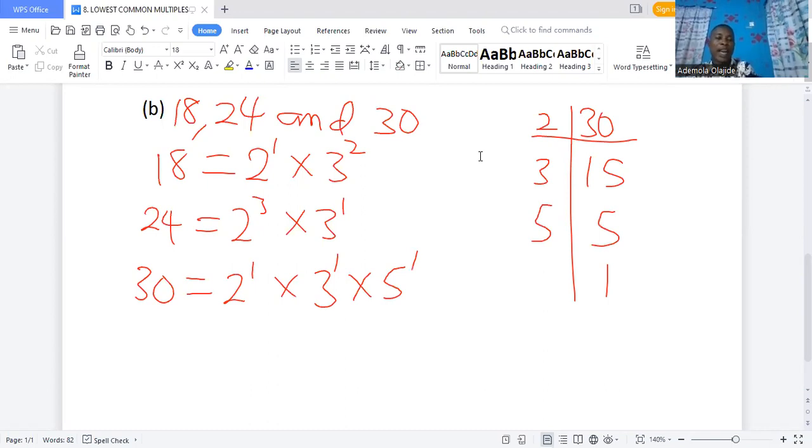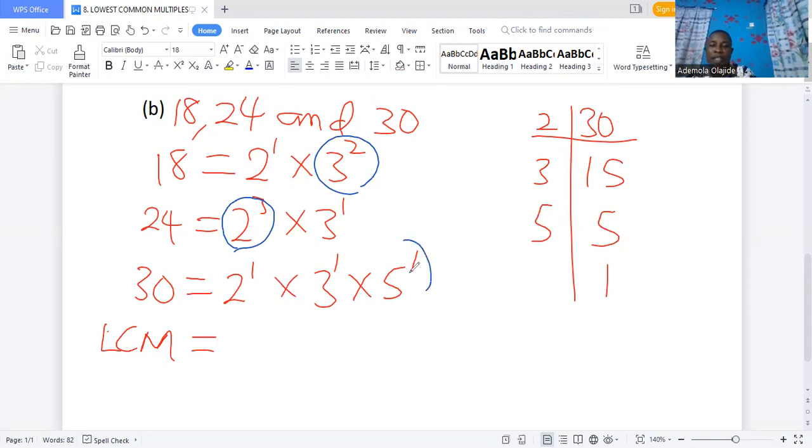Now, to get our LCM, that means the LCM of these three numbers, 18, 24, and 30, we have 2 as base. Among the family of 2's here, 2 to the power of 3 has the highest power, you choose it. Among the family of 3, 3 to the power of 2 has the highest power, you choose it. And it's only 1 5 that appears, so you choose it, since there is no other one to compare whether the power is higher than that. So that means we'll now get 2 to the power of 3 times 3 to the power of 2 times 5 to the power of 1.